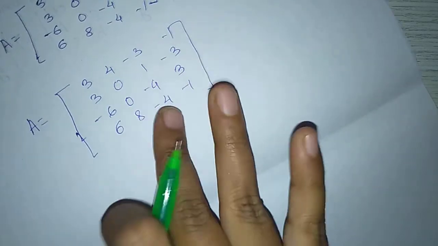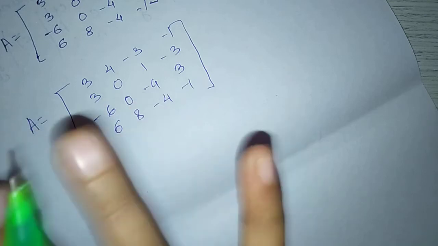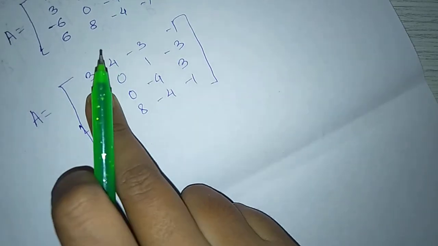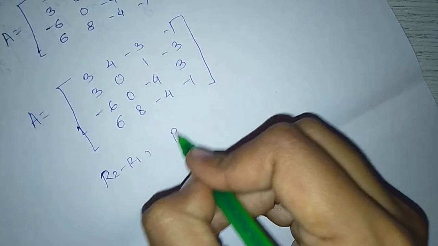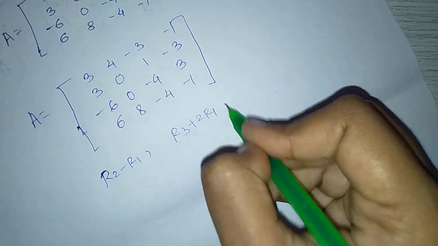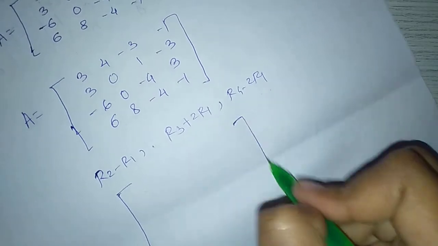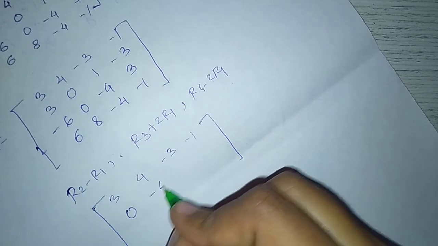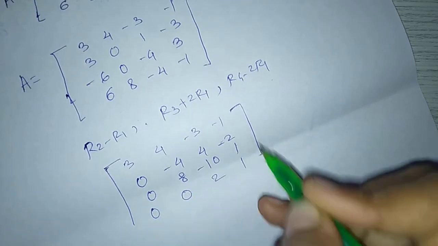Next, reduce it into row echelon form. Only two to one row operation applies, meaning the first row operation makes this entry 0: R2 minus R1, R3 plus 2R1 and R4 minus 2R1. We get first row as it is 3 4 minus 3 minus 1, next 0 minus 4 4 minus 2, 0 8 minus 10 1, 0 0 2 1.